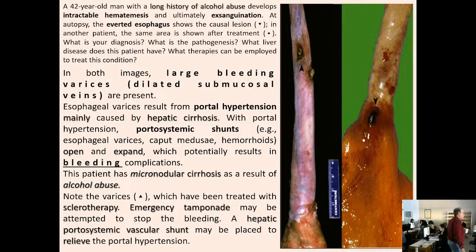Especially, this is a complication of cirrhosis of alcoholic etiopathogenesis due to heavy consumption of alcohol.